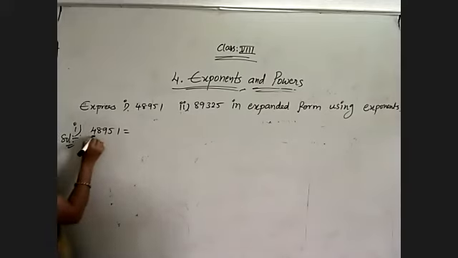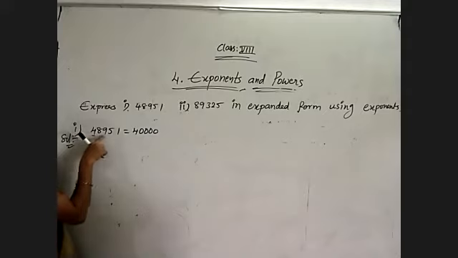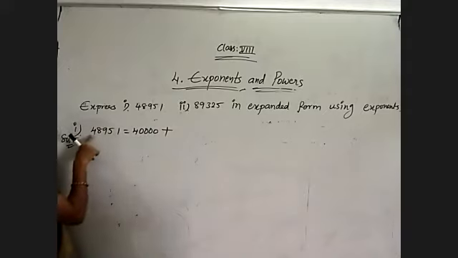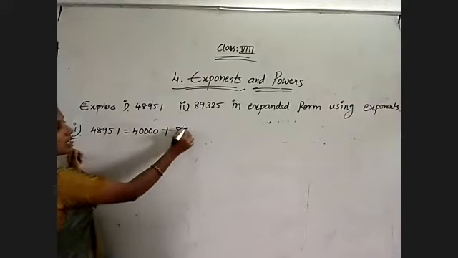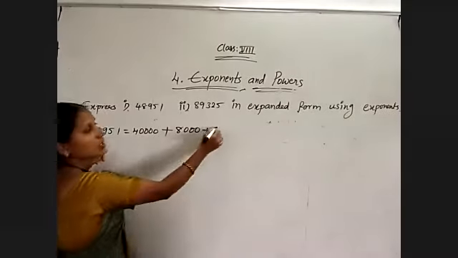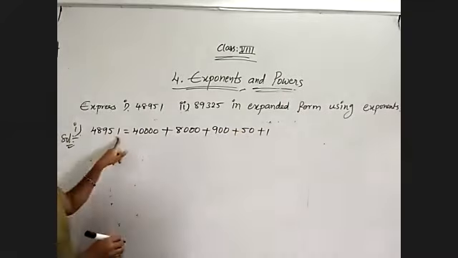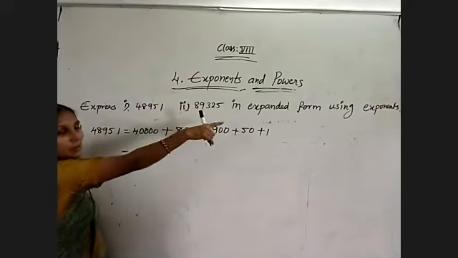4 is in the 10,000 place, so 40,000. After 4, how many digits are there? 1, 2, 3, 4. So 4 zeros. Next digit is 8. After 8, how many digits are there? 3. That is, 8 is in the thousands place, so 8,000. 9 is in the hundreds place, so 900, plus 50, plus 1. This is the normal expansion.